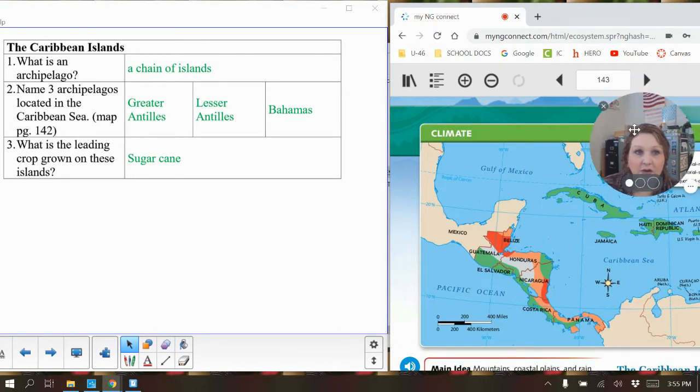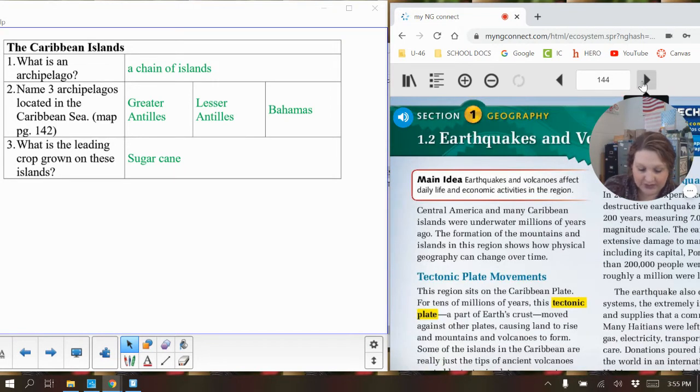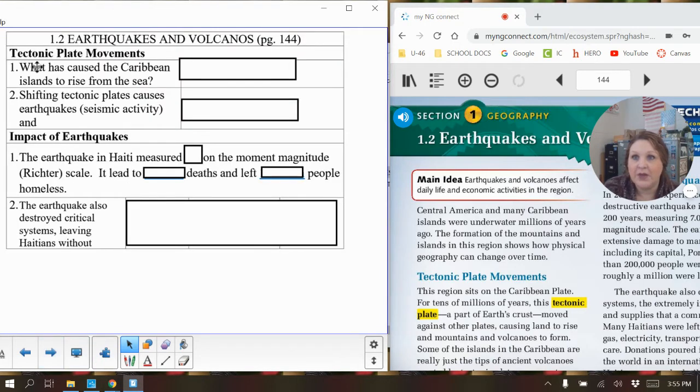Okay, and we are now going to move on to 1.2 Earthquakes and Volcanoes, which is on page 144 in the textbook. And we are looking at tectonic plate movements and what has caused the Caribbean islands to rise from the sea. So I'm going to read this first part again before I get into the tectonic plate movements. So Central America and many Caribbean islands were underwater millions of years ago. The formation of the mountains and the islands in this region show how physical geography can change over time.